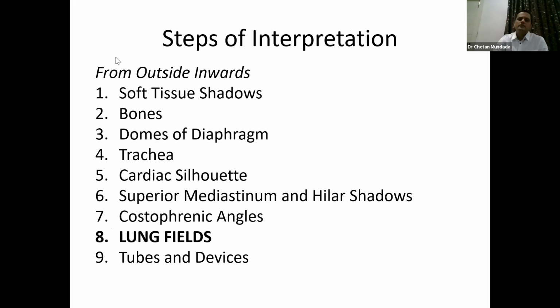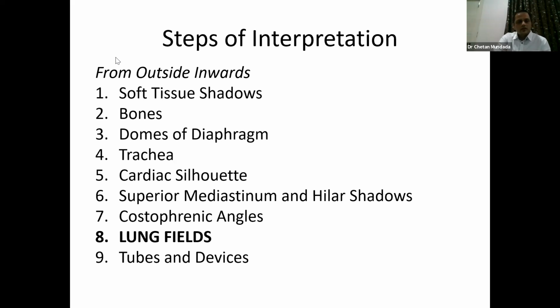So one simple method of interpretation, if you consistently follow it and keep practicing, is to read the X-ray from outside inwards, especially the chest X-ray. First is the soft tissue shadow, then comes the bones of the ribs and whatever bones are visible, the humerus, the scapula and the clavicles. Then how are the domes of the diaphragm? Are they positioned properly, or is there any abnormality in their positioning? Is there any air under the diaphragm?